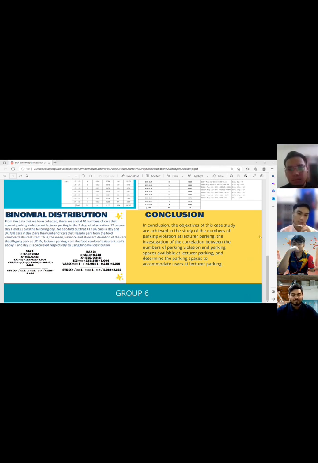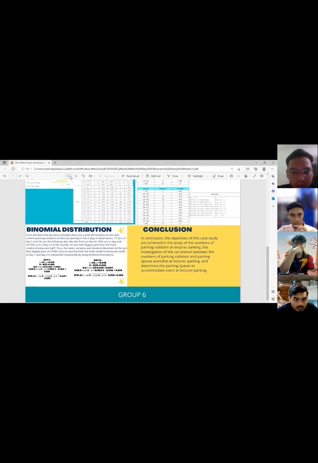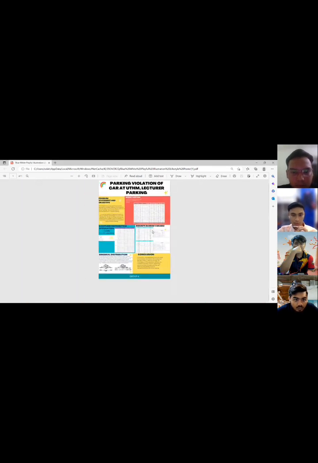Okay, thank you. So in conclusion, the objectives of this case study are achieved: the study of the number of parking violations at lecturer parking, the investigation of the correlation between the number of parking violations and parking spaces available at lecturer parking, and determining the parking spaces to accommodate users at lecturer parking. So this is our group poster. So that's all from us. Thank you.